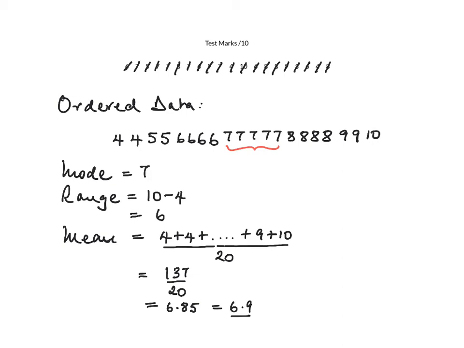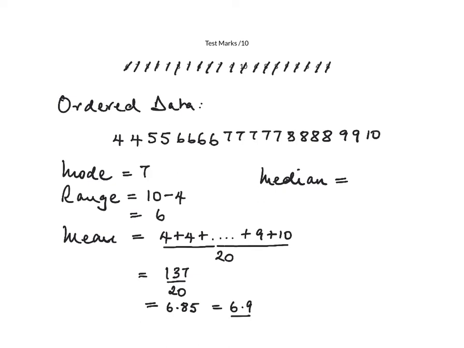The last thing that we have to do is to calculate the median. Now the median is the middle number. We have 20 pieces of data, so the median will be found between the 10th and the 11th pieces of data. Half of 20 is 10, and we take the average of the 10th and the 11th pieces of data.